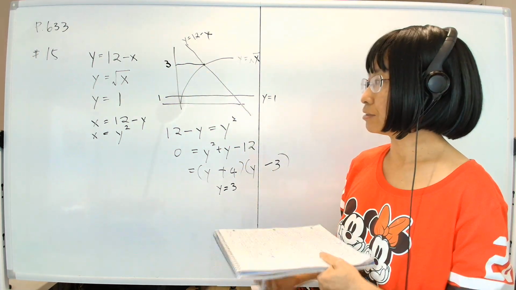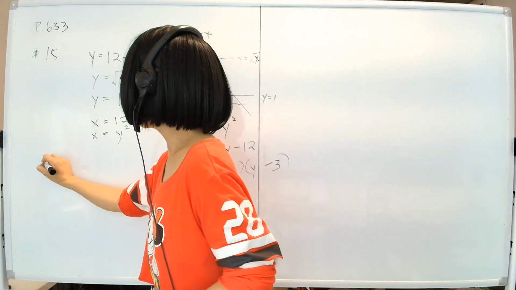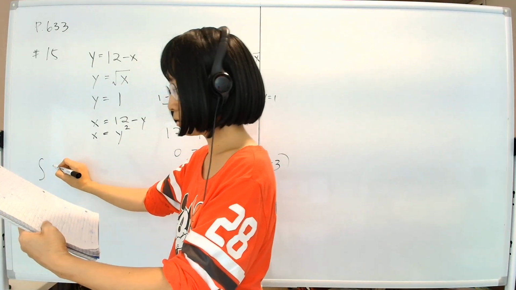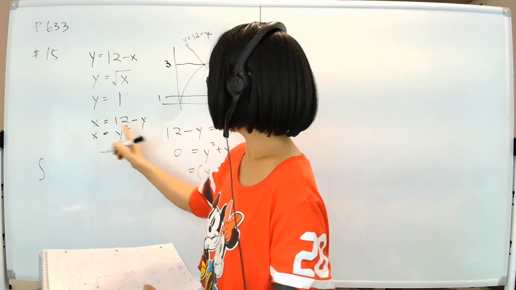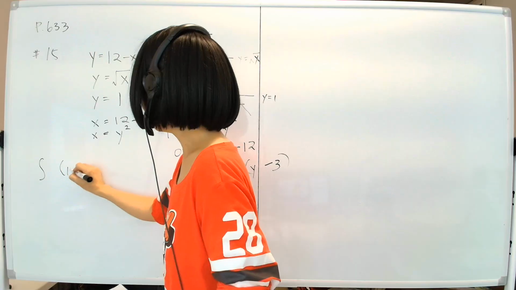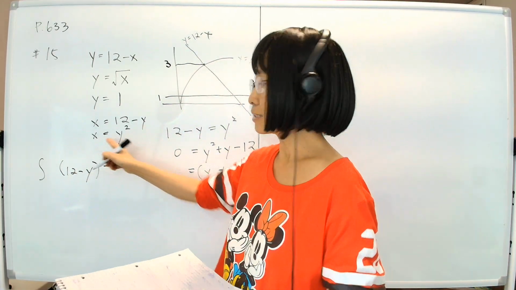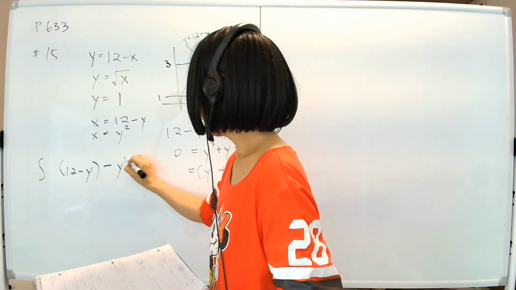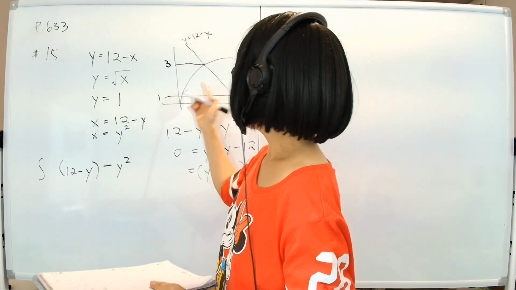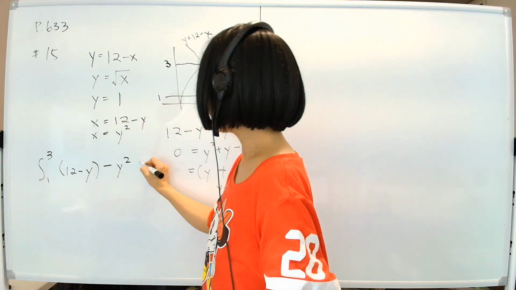And then with that, we know where to integrate. So we'll do our integration, which is the top line y equals 12 minus x. Sorry, we have to reset it. The top line becomes 12 minus y, and then subtracted by the bottom line, which is x equals y squared. We have to represent everything by y because we're integrating along the y-axis. And then we integrate from 1 to 3, and we have a dy right here.